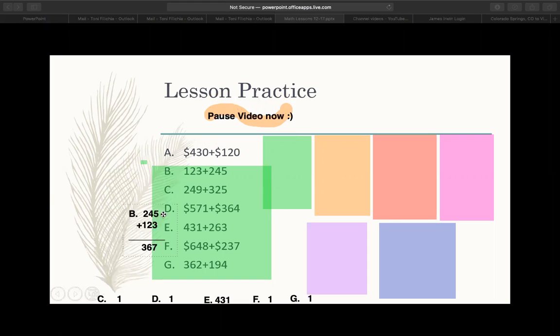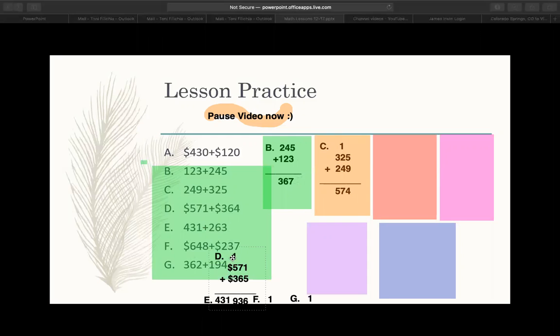Starting with the answers for number B. If you got 367 for number B, awesome job. You're going to star that. If you didn't, that's okay. You can circle it and then write the correct answer, seeing where you went wrong. For number C, 574 is the answer. If you got that right, awesome job. Star that. Circle it if you did not. Or if you did not, sorry, correct it. This is our lesson practice, so you can always correct it.